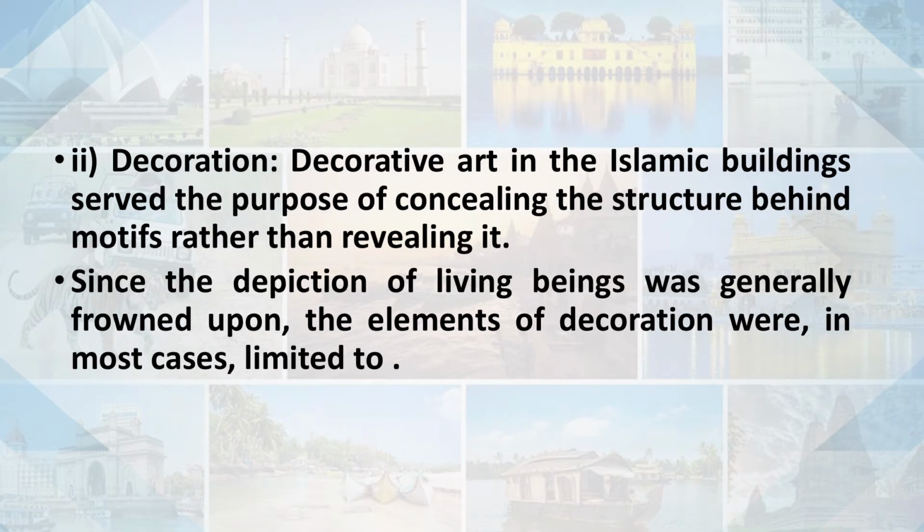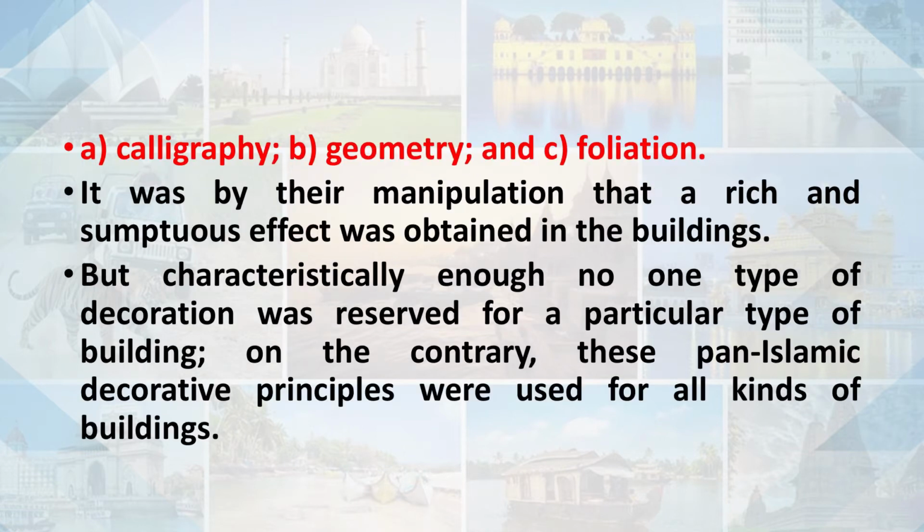Another element is decoration. The decorative art in the Islamic buildings served the purpose of concealing the structure behind motifs rather than revealing it. Since the depiction of living beings was generally frowned upon, the elements of decoration were, in most cases, limited to calligraphy, geometry, and foliation. It was by their manipulation that a rich and sumptuous effect was obtained in the buildings.